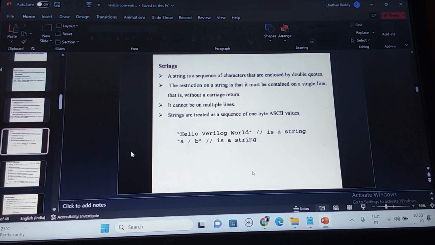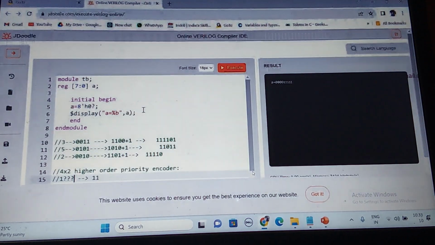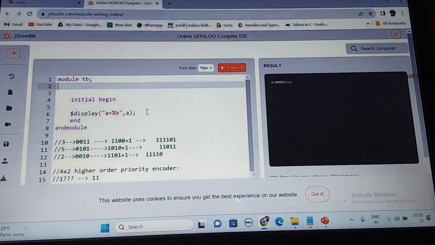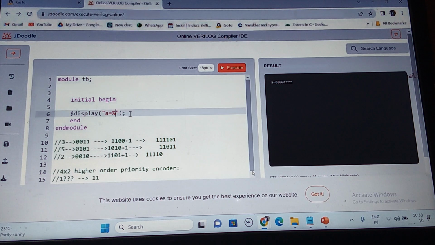You understand? Now let us go with strings. So what is a string? What do you mean by a string? A string is a sequence of characters. So that will be enclosed by what? Double quotes. That will be enclosed by the double quotes. So how can we write a string? Suppose I want to print a string. How to print a string? Using double quotes, right? So let me remove this one. Let me write the string here inside the double quotes.